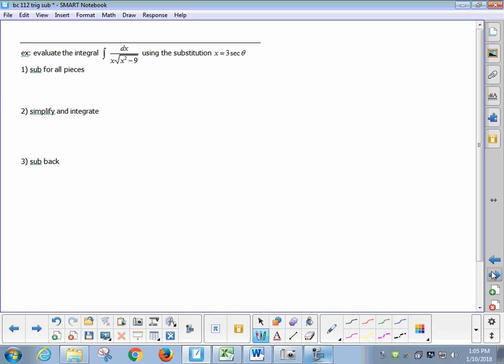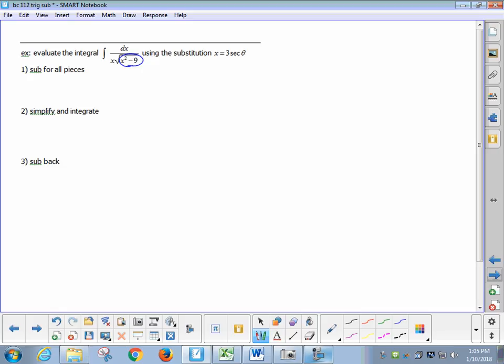Okay, so here we go. You'll see why this substitution works in a second, but again, it's all about this. 9 secant squared minus 9 would amount to secant squared minus 1, and that is equivalent to tangent squared. Yes, okay. So you'll see why that works in a second.